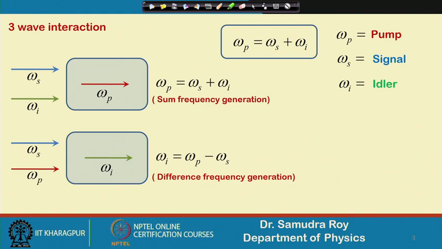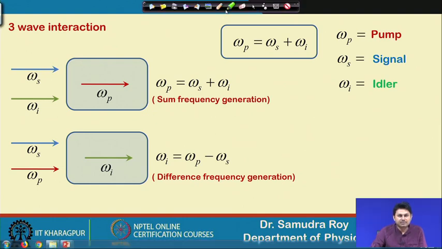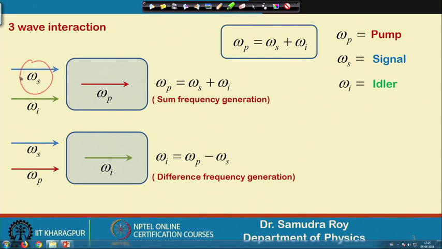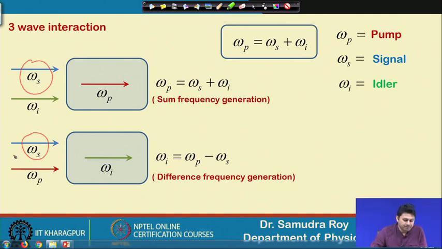When I try to find the sum frequency, omega s plus omega I is equal to omega p, so omega p is basically the sum frequency. The difference frequency we can generate through omega p and omega s: omega p minus omega s gives omega I, the corresponding difference frequency. In all the cases we should launch the signal. So omega s is the signal that we launch in both cases. For some frequencies, with omega s we launch omega I, and for different frequencies, with omega s we launch omega p. That is the difference.